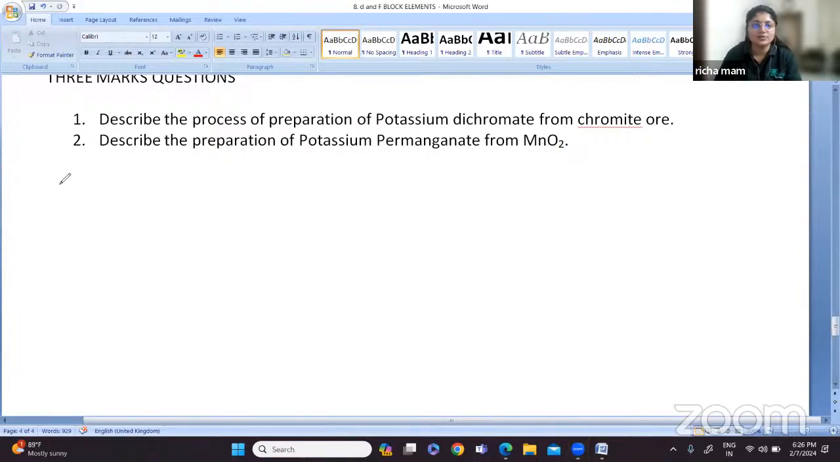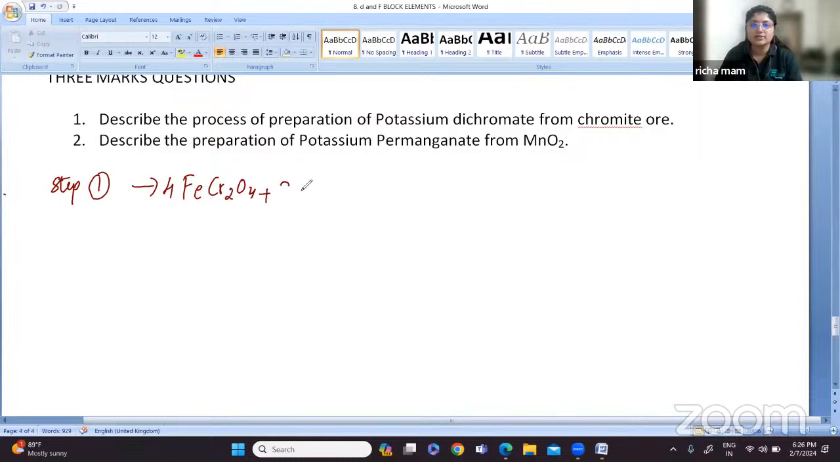So what are the 3 steps? Step 1: chromite ore is heated with sodium carbonate and oxygen, and you get sodium chromate. The chromite ore is FeCr2O4.